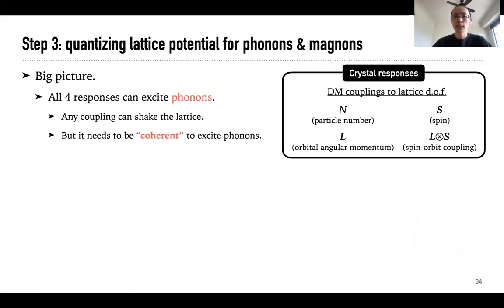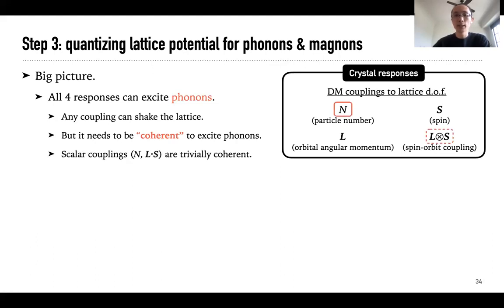So this will be a technical calculation involving a lot of the material details. Let me first sketch the big picture for what will go into the calculation. There are four types of responses that I just described. First of all, all four of them can in principle excite phonons. This is basically because any coupling can shake the lattice. But there is a necessary condition, which is that the coupling has to be, in a sense, coherent to excite phonons. What this means is that the coupling has to be the same across the entire lattice.